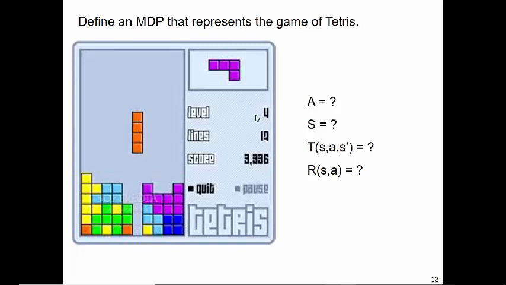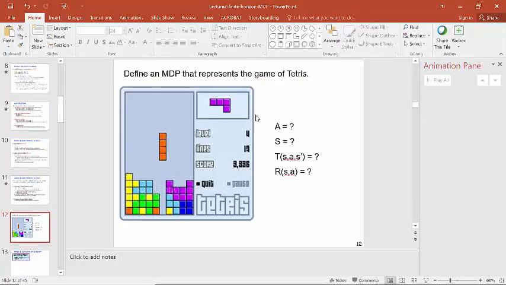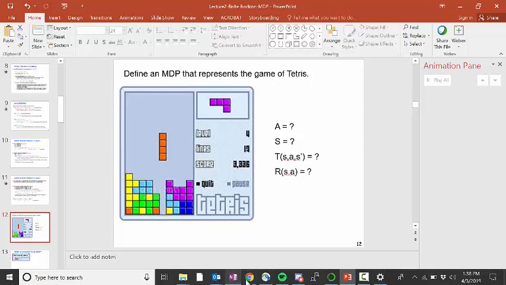Probably most of you are familiar with Tetris. I mean, who's familiar with Tetris, right? Yeah, it's hard to tell. When I was a kid, there weren't nearly as many games. Now there's all kinds of other distractions.